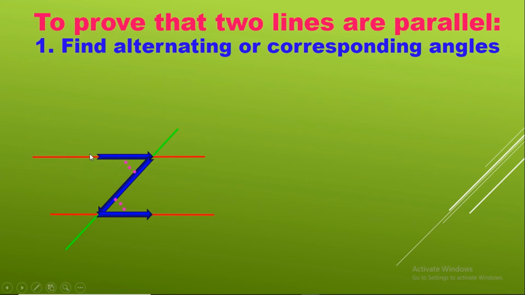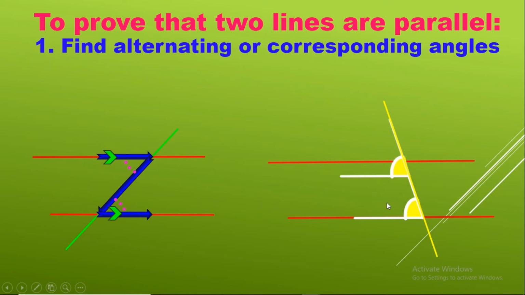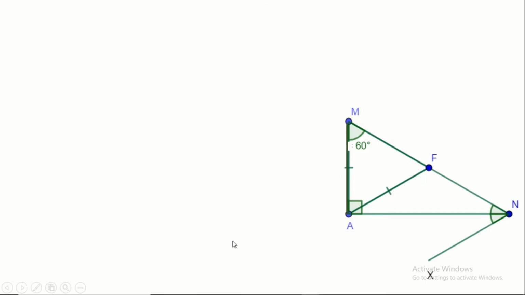If you note here, if we have two angles that form the shape Z and are equal to each other, then we can say that the two lines are parallel by alternating angles. Something else, if we have two angles that are equal and facing each other, then we can say that these two lines are parallel by corresponding angles. Now let's have an example together.